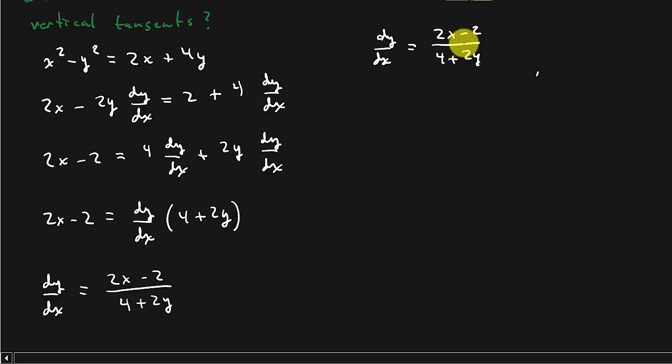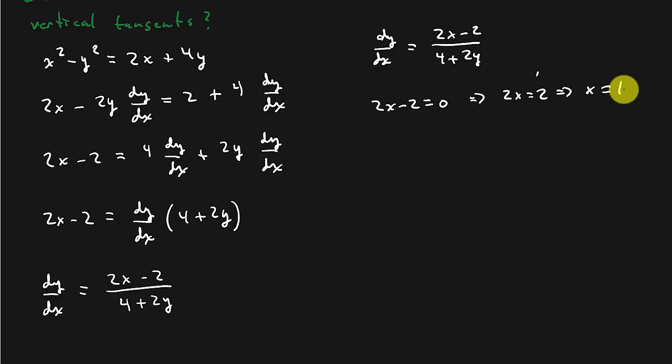Well, when is a fraction 0? It's 0 when the numerator is 0. So this is going to give me 2x equals 2, which means x is equal to 1. So I have a horizontal tangent when x is equal to 1.